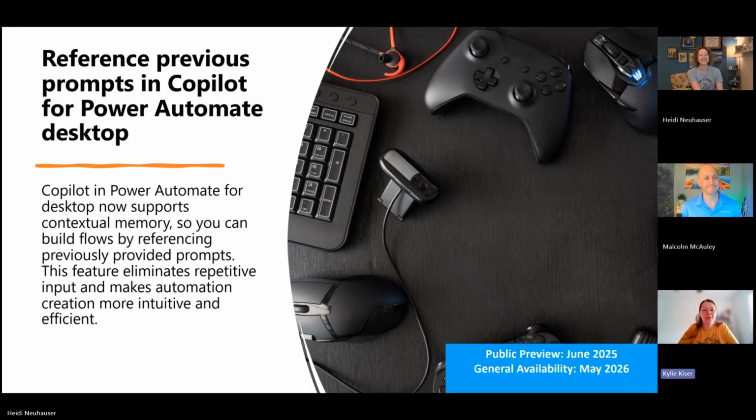The next one I have here is referencing previous prompts in Copilot for Power Automate Desktop. And this is already in public preview and has been in public preview for over a year now. General availability is listed as May of this year, but it's not checked off yet. So again, if this is something you're interested in, make sure you're trying it out, providing your feedback so we can get it to general availability.